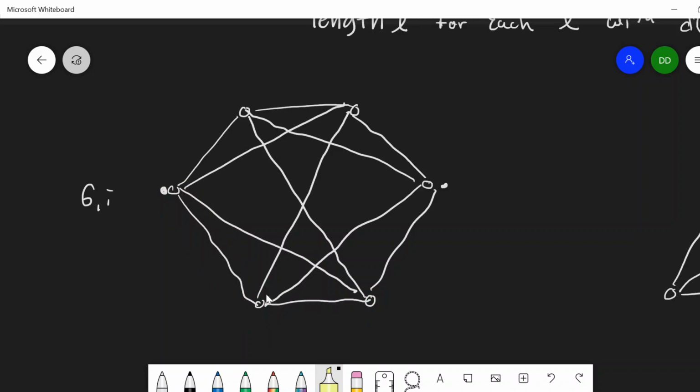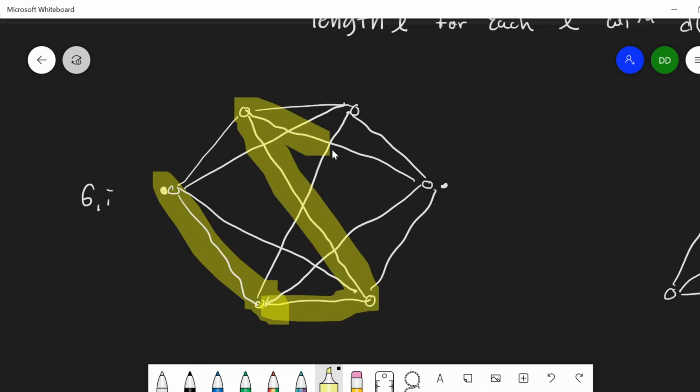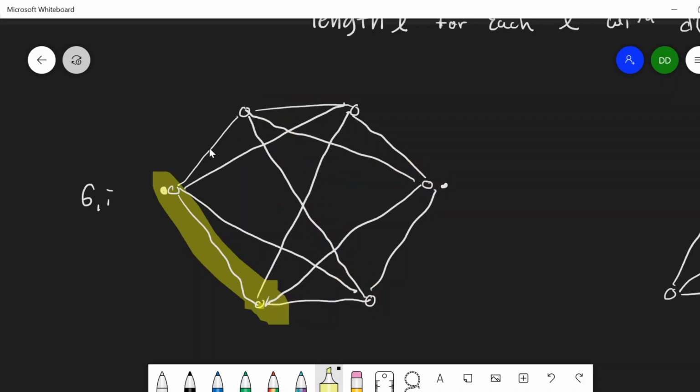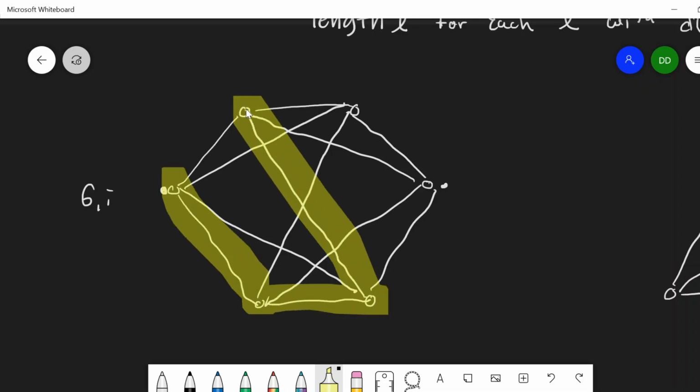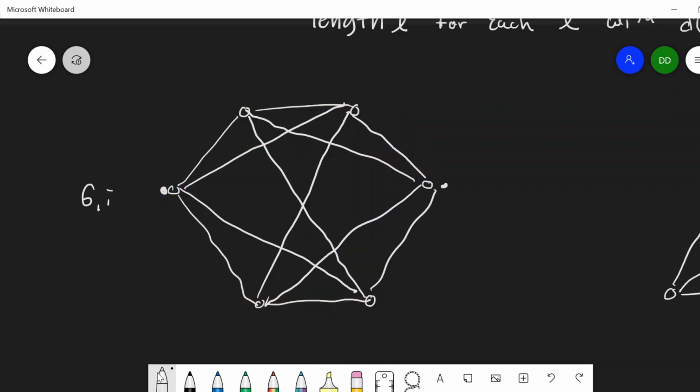I can find a path of length 4 between them. 1, 2, 3, 4. There we go. 1, 2, 3, 4. Path of length 4 between them. Path of length 5 between them. Again, that would be the Hamiltonian path. And so you can check for any pair of vertices this condition is satisfied, being able to find a path of any possible length from the distance to n minus 1. So this is a pan-connected graph.